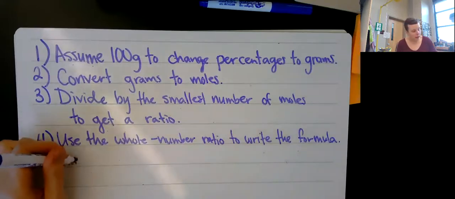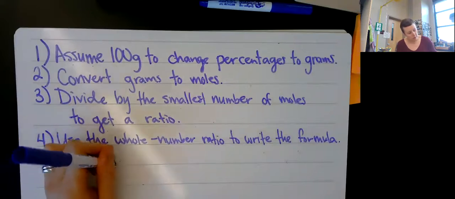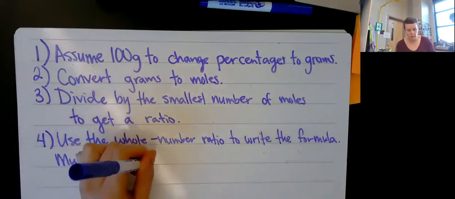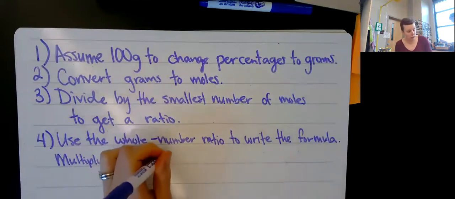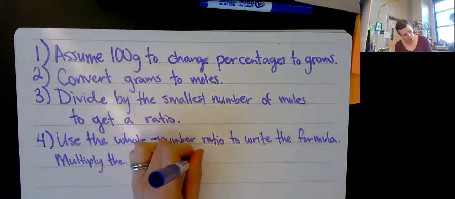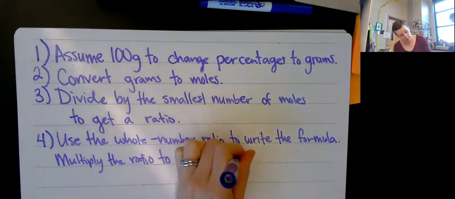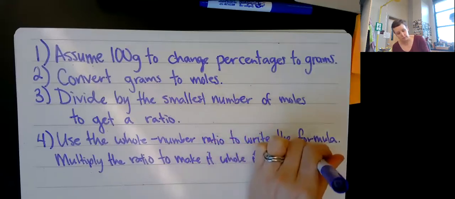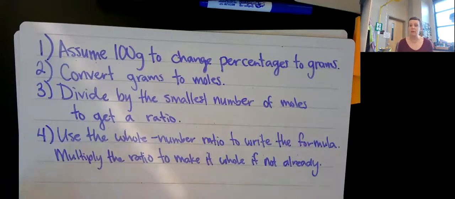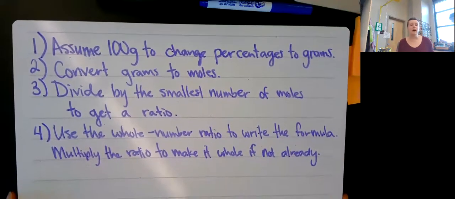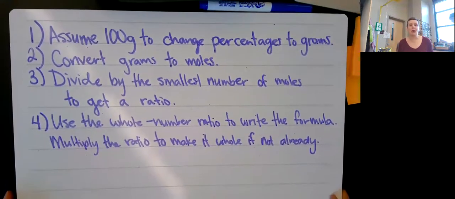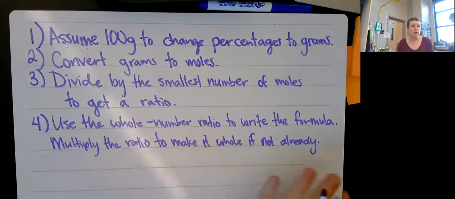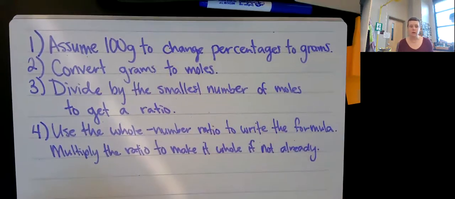You can multiply the ratio to make it whole, if not already. Again, if you don't have a whole number ratio, you're going to have to find a multiplier to make it a whole number ratio. Again, we're going to do an example that's going to show you all of these steps, okay? So hopefully you can keep these steps visible for yourself as we go through an example, because I have to get rid of this to make room on my screen for the next piece.